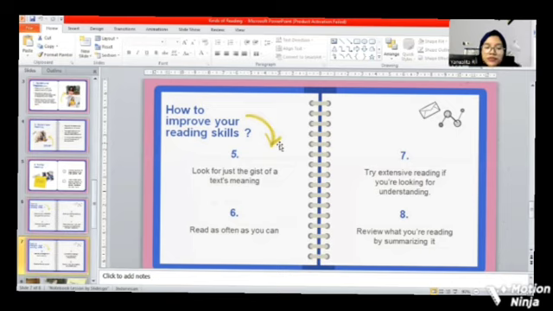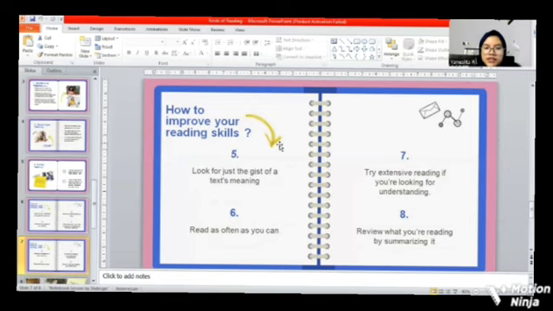Number 5, look for just the gist of the text's meaning. For extensive reading, it's not always important to worry about what something means in a deep way, just try to get a general sense of what the reading is about.